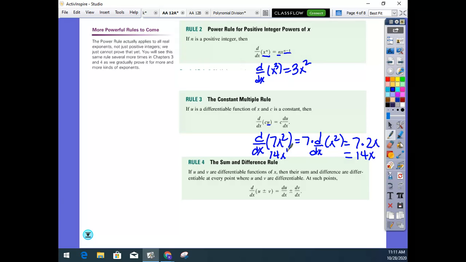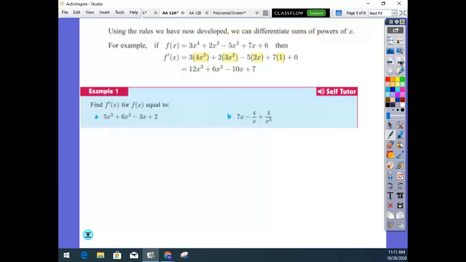Sum and difference rule. If you have 2 functions being added, you do each derivative and add or subtract according to the equation. So here's a general equation, and they've spelled it out exactly like I just did.